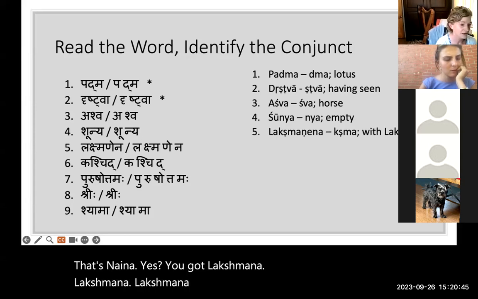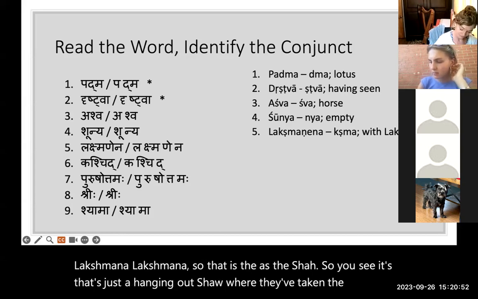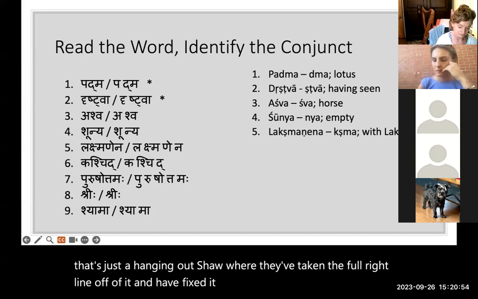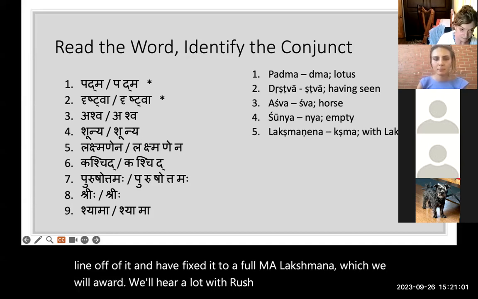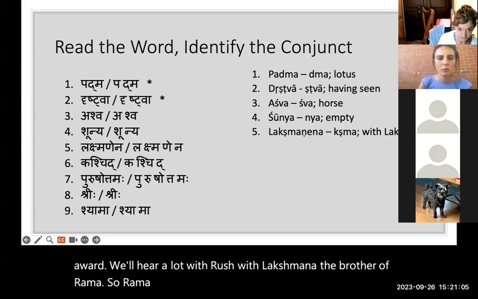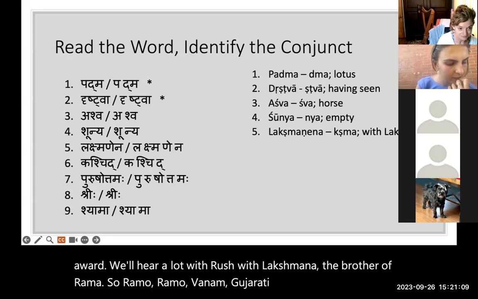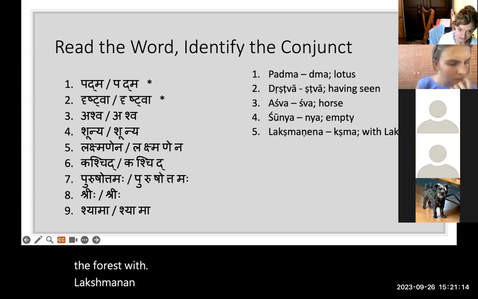Lakshmanena. So that is the ksha. So you see, that's just a hanging out ksha where they've taken the full right line off of it and affixed it to a full ma. Lakshmanena, which is a word we'll hear a lot, with Lakshmana, the brother of Rama. So Ramo vanam gachati Lakshmanena. Rama goes to the forest with Lakshmana. Lakshmanena. It's also kind of fun to say.